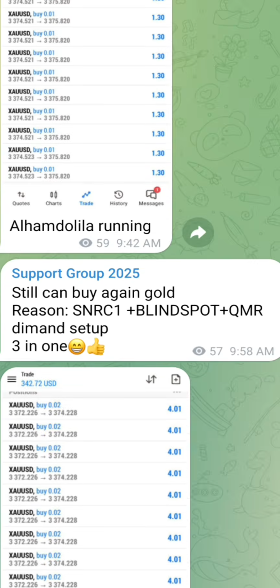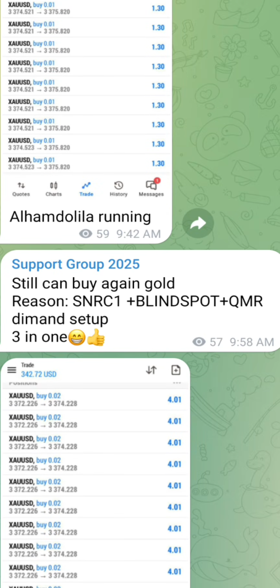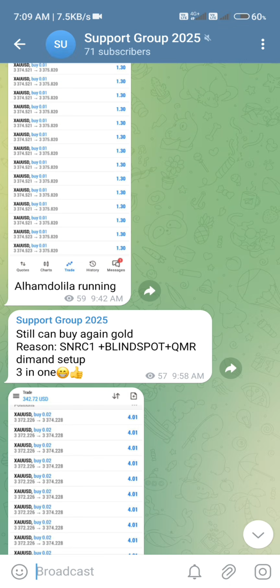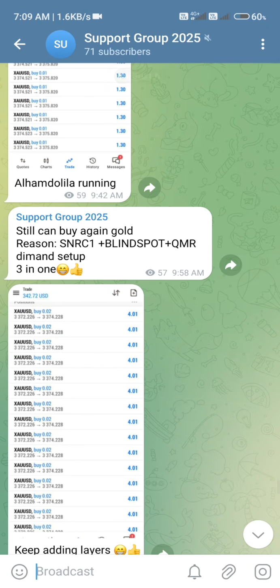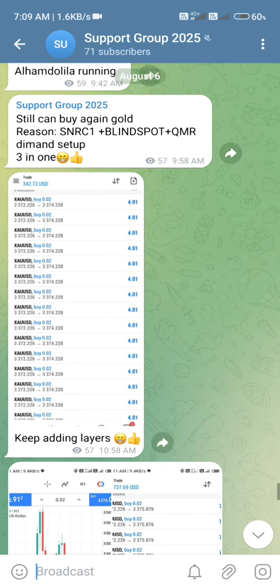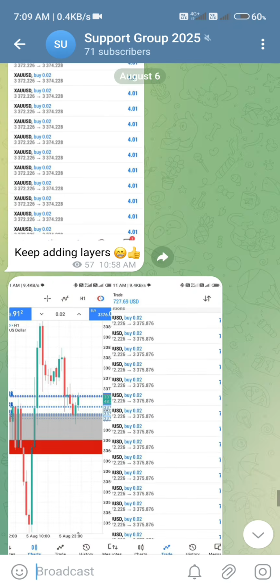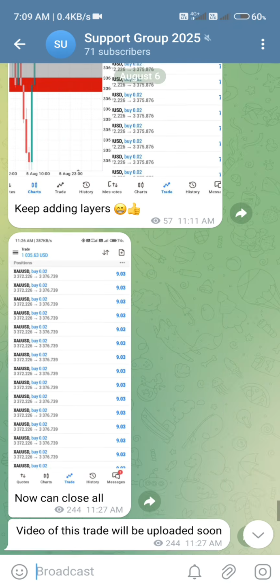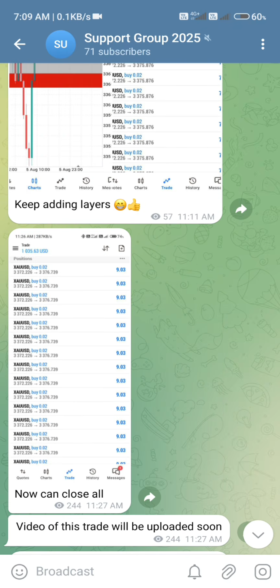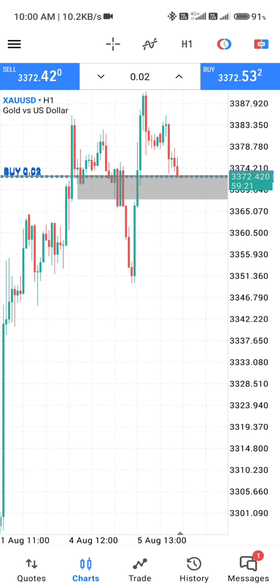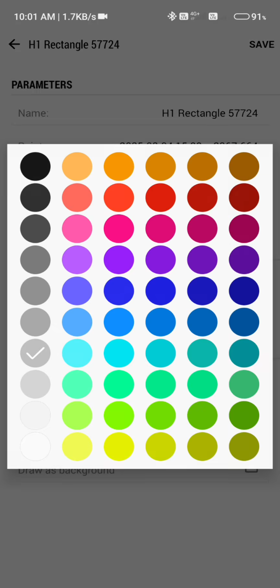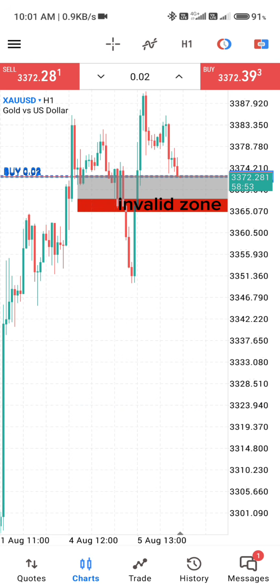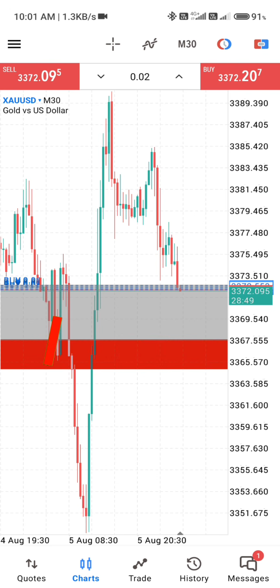By the way, I have shared that trade on the Telegram channel, and I again tell them that that's a diamond setup because there were 3 confirmations: blind spot buy, SNR 7 buy, and QMR buy. So that was a diamond setup, and it can be used as a full margin setup. That's our invalid zone for our trade. If price breaks our zone, then it's invalid, it can go further down.